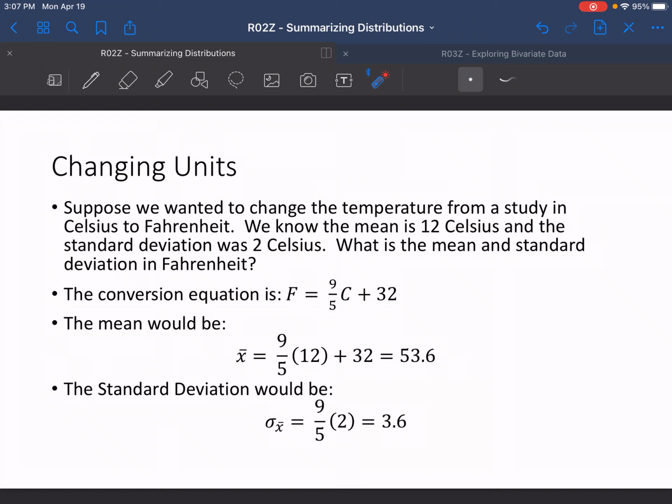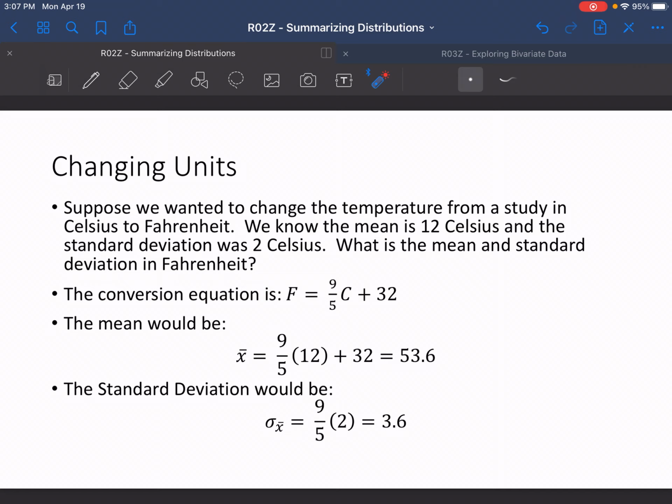If we have to do both in one problem, then we need to know what it is that we need to change in order to find our new values. So suppose we wanted to change the temperature from a study in Celsius to Fahrenheit. We know that the mean is 12 Celsius and the standard deviation was 2 Celsius. What is the mean and standard deviation in Fahrenheit?